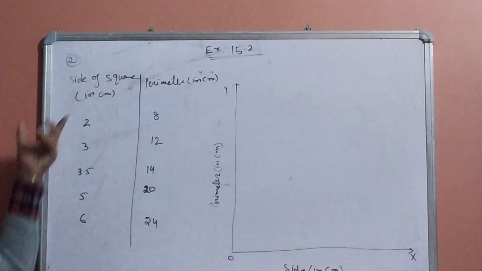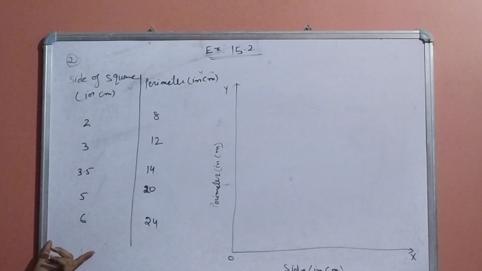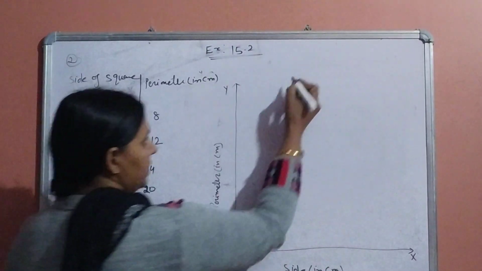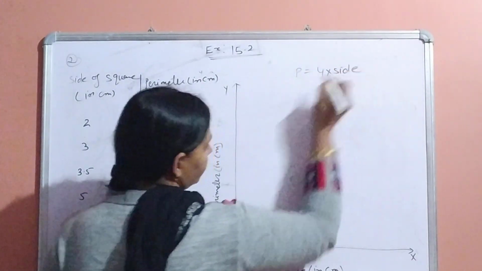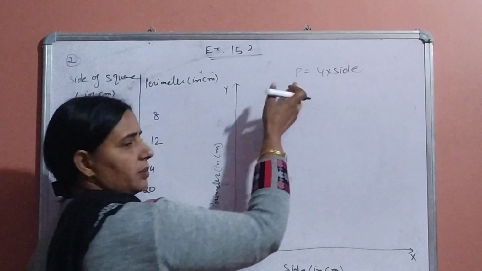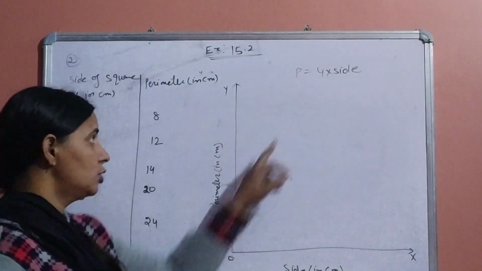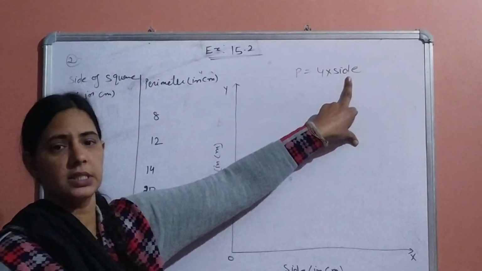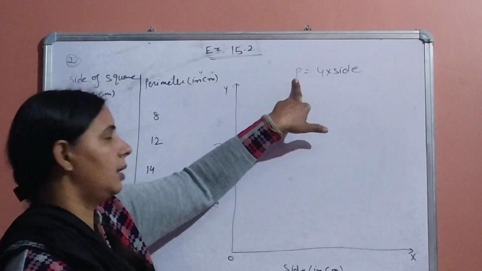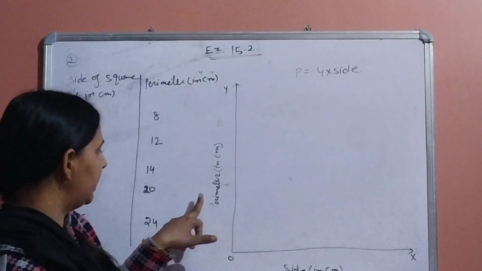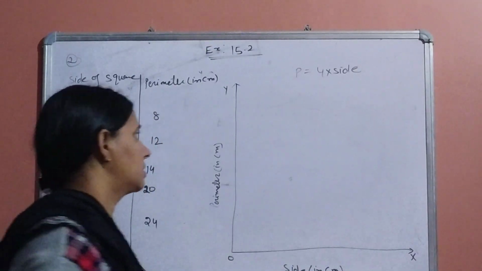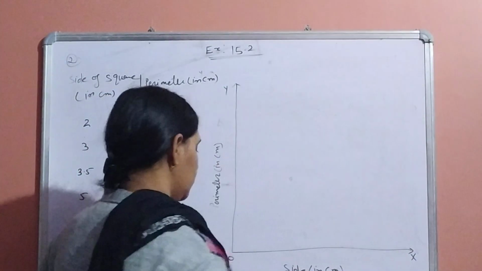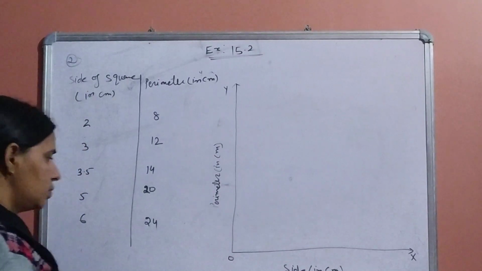Dependent variable is, obviously this side is independent because perimeter is equal to 4 into side. As we change the value of side, the value of perimeter will change. So perimeter is dependent on the sides. So side is independent and perimeter is dependent. So dependent we take on the y-axis and independent we take on the x-axis. Okay. Sides are given 2, 3 to 6.